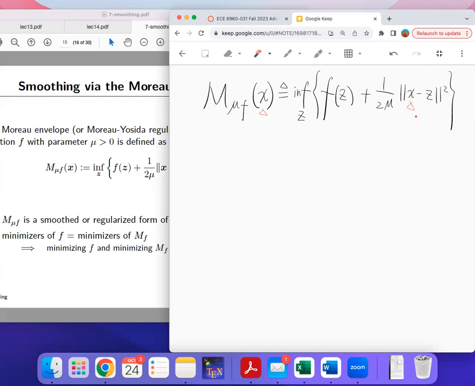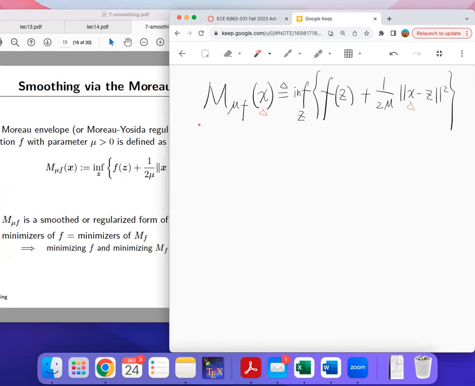f(z) plus this quadratic term. Now, this quadratic term is scaled by this parameter mu in the denominator. And this is a given x. This is an optimization problem over z. So we search over all the z's, and then the infimum value of this problem over z is set as the value of this Moreau envelope.